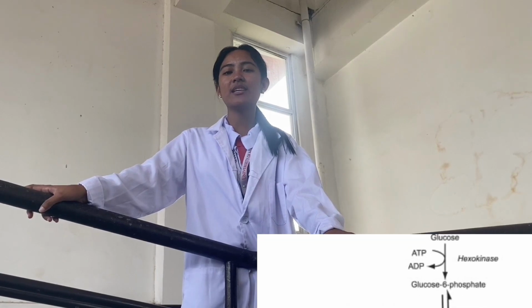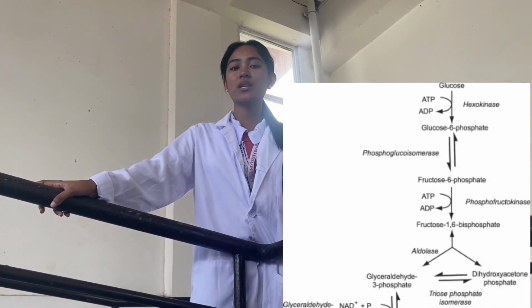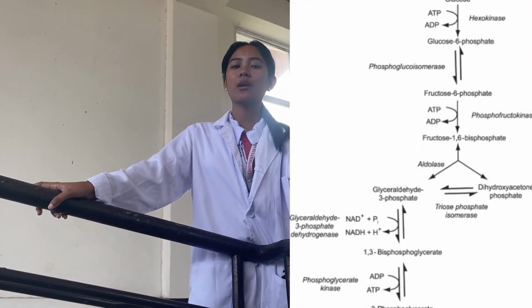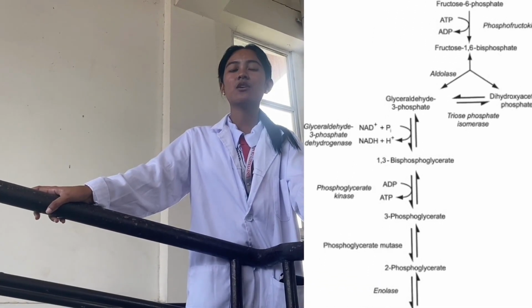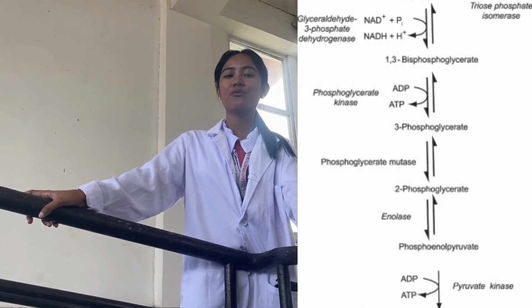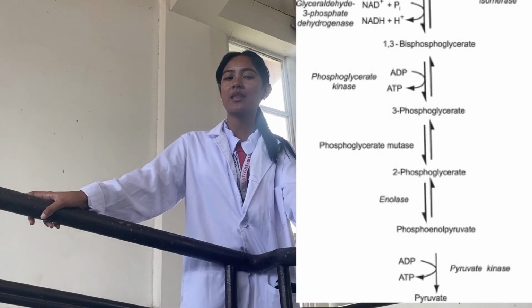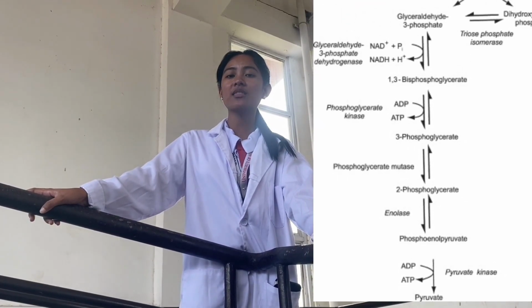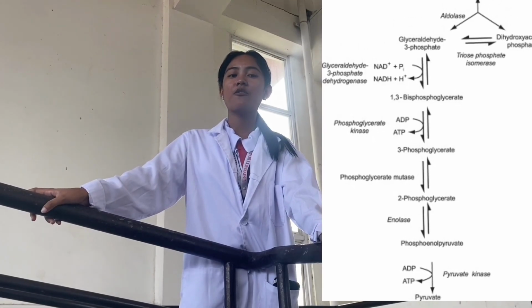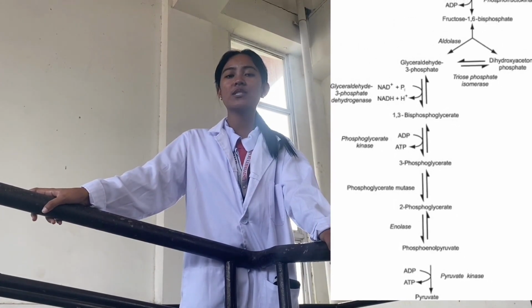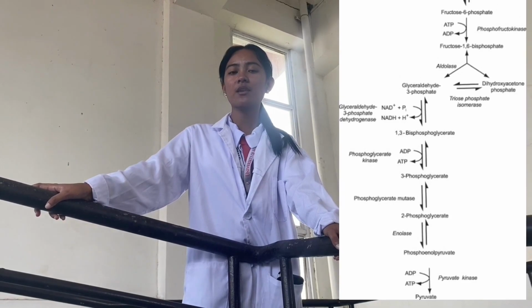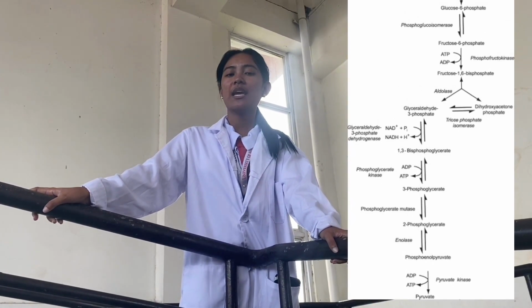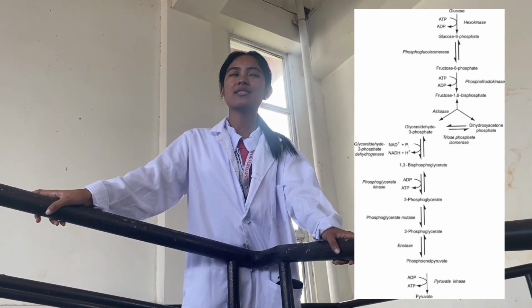Glucose entering the cell is first phosphorylated by hexokinase or glucokinase, becoming glucose 6-phosphate. Glucose 6-phosphate is then rearranged into glucose 1-phosphate by phosphoglucomutase. This glucose 1-phosphate is then activated by UDP-glucose pyrophosphorylase, which attaches a uridine diphosphate group, forming UDP-glucose, the active form ready for glycogen synthesis.